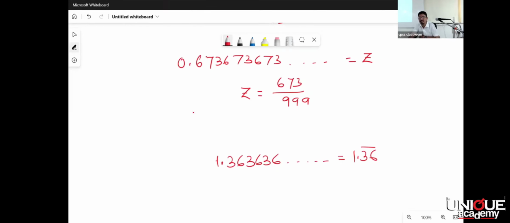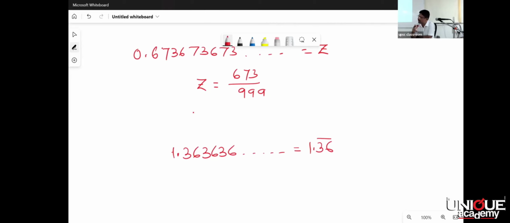Listen, first of all, as I said, you can apply the shortcut. The integer part is not to be included in this shortcut. So the integer part is 1. The decimal part is 36 recurring again and again. How many digits are repeating? 2 digits are repeating. So in the denominator, it should be 99. In the numerator, the number formed by the digits which are repeating, that is 36.